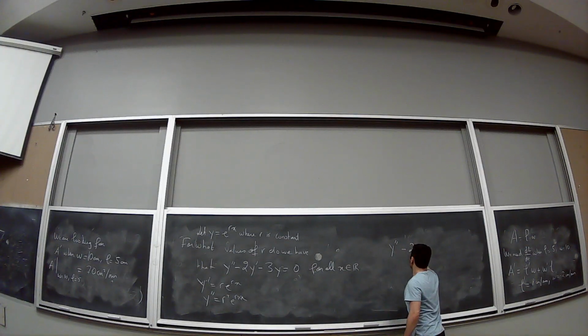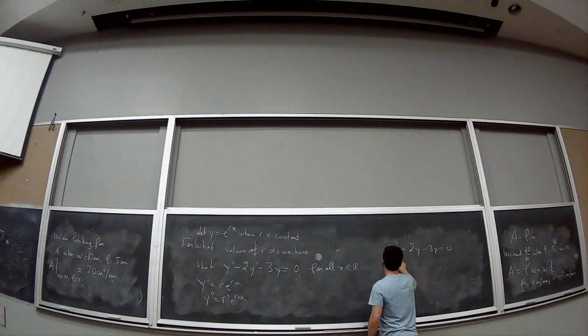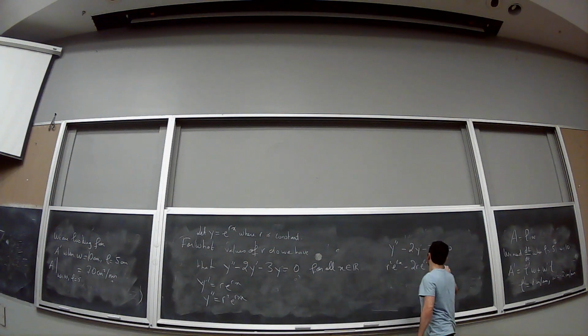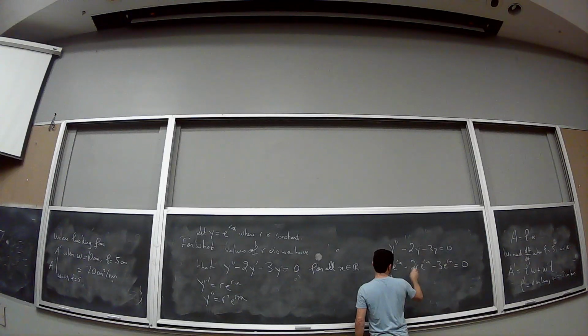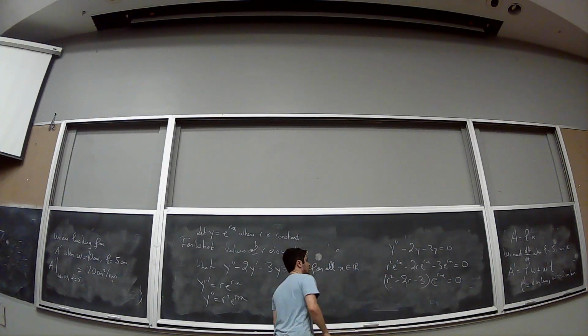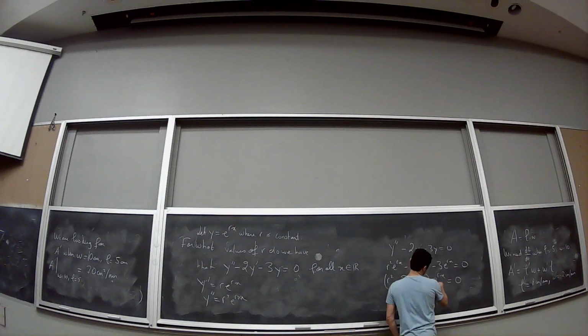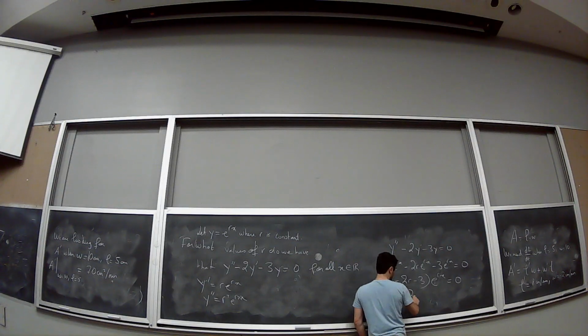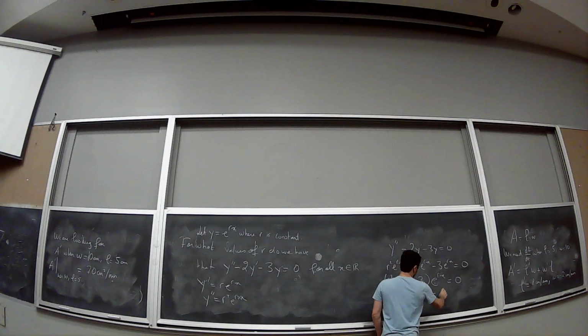y double prime minus 2y prime minus 3y is equal to 0. This implies that r squared e to the rx minus 2r e to the rx minus 3 e to the rx is equal to 0. So I can take out an e to the rx, right? (r squared minus 2r minus 3) times e to the rx is equal to 0. And you want this equal to 0 for all x. And anyway, e to the rx can't be 0, so you can cancel it out. So you get r squared minus 2r minus 3 is equal to 0.